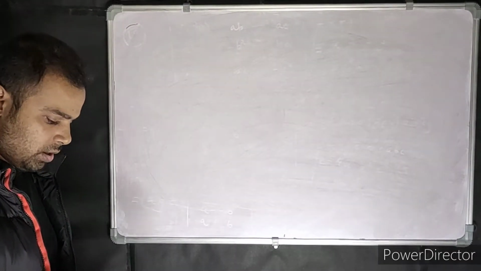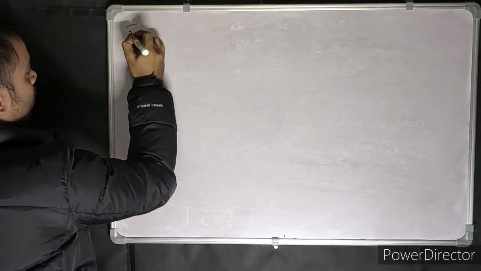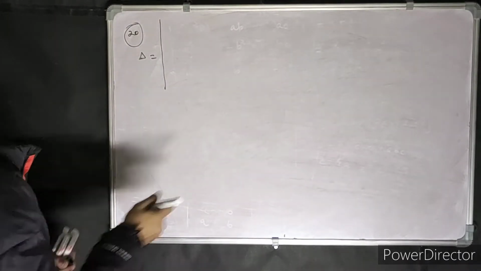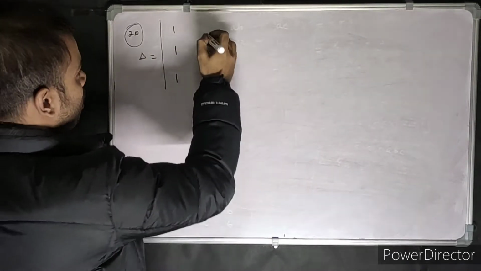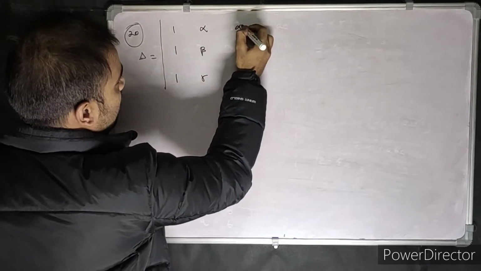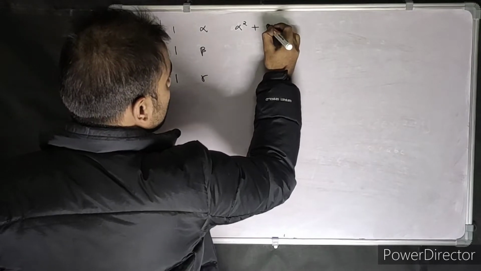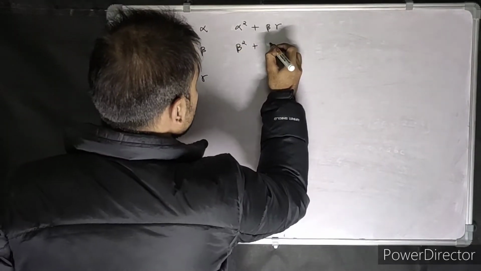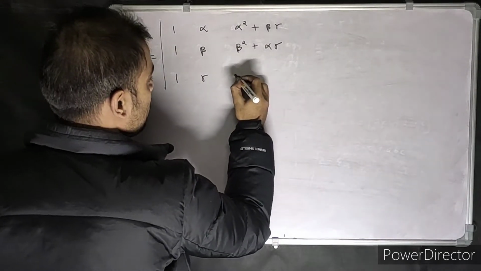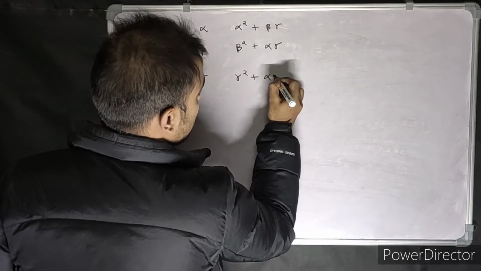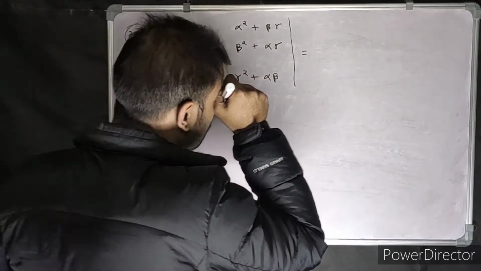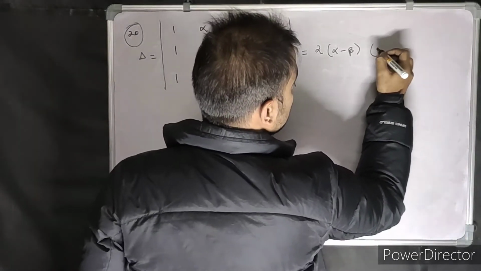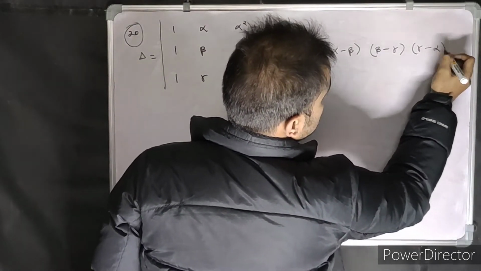Let's go ahead and do question number 20. You have to show that the determinant, this marker is not writing, 1 1 1, alpha beta gamma, alpha square plus beta gamma, beta square plus alpha gamma, and gamma square plus alpha beta, is equal to 2 times alpha minus beta, beta minus gamma, and gamma minus alpha.